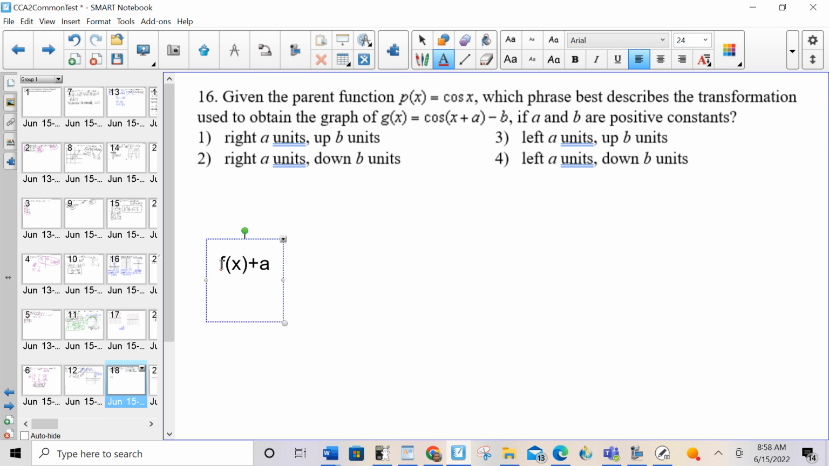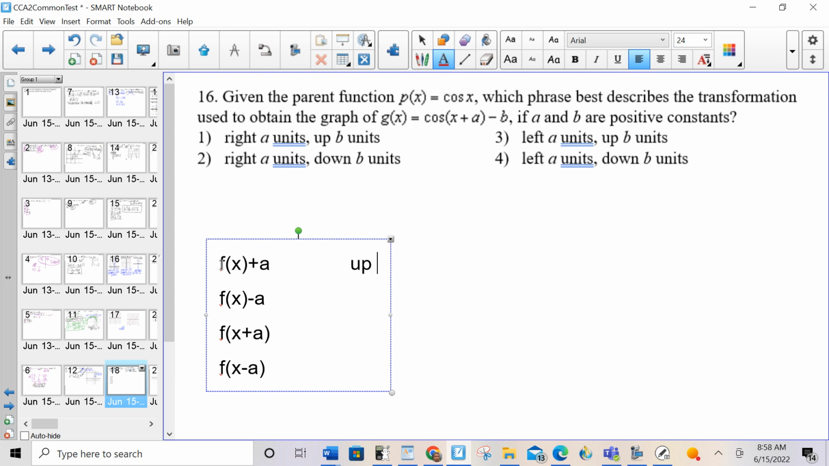f of x plus a, f of x minus a, f of x plus a, f of x minus a. If I am adding or subtracting to the whole thing, if the plus or minus is literally at the end of the function, not attached or connected or grouped in with anything, then it's going the y direction, which is up and down. If I'm adding to the whole thing, it's going up that many units. If I'm subtracting from the whole thing, it's going down that many units.